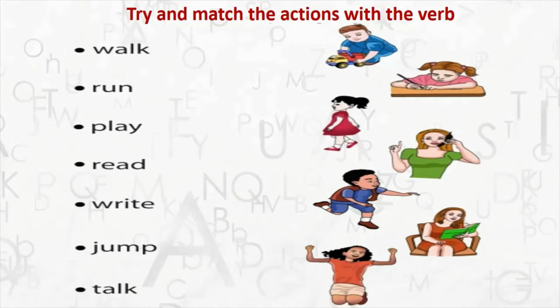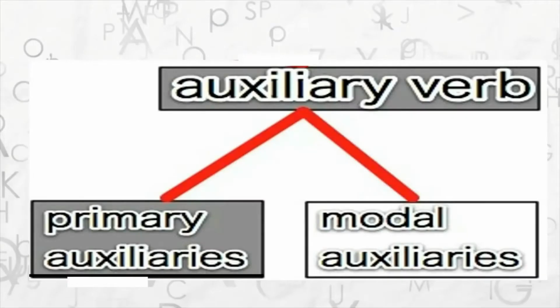Okay, now once we are done with this, let us move on to what is an auxiliary verb. So we have action verbs and we have auxiliary verbs. So let us take a look at what are auxiliary verbs. So now auxiliary verbs means helping verbs. Verbs which help the main verb are called auxiliary verbs. Now auxiliary verbs are also of two kinds. We have primary auxiliary verbs and modal auxiliary verbs.